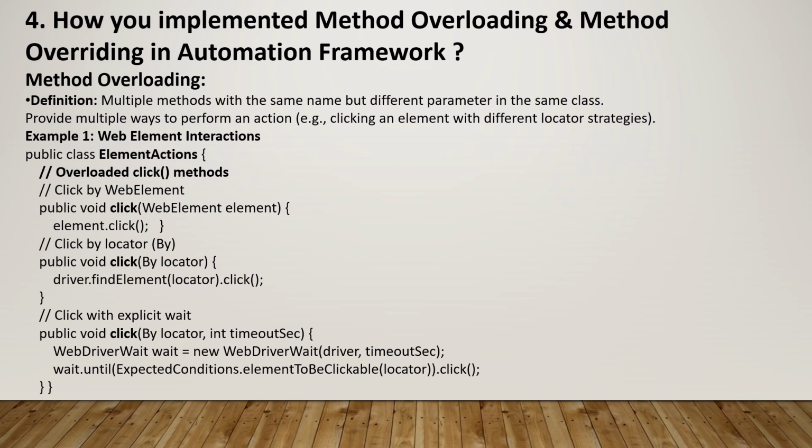Let's understand with an example. So we are taking the example for the WebDriver interaction, and here we are using the click method. So first we are passing the argument for click method is WebElement, and for the second we are passing argument as By locator, and then third we are passing the argument for click method as By locator comma int timeout. So here we are passing the explicit wait time. So in this way we can achieve the method overloading.